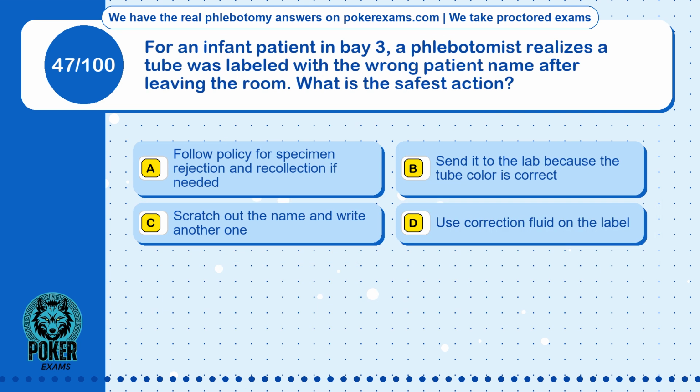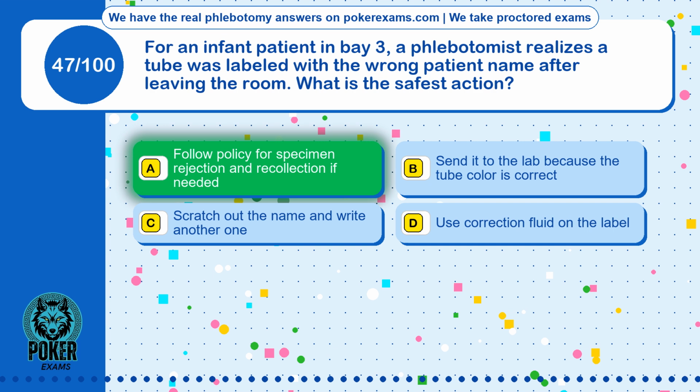Question 47. For an infant patient in Bay 3, a phlebotomist realizes a tube was labeled with the wrong patient name after leaving the room. What is the safest action? Option A. Follow policy for specimen rejection and recollection if needed. Option B. Send it to the lab because the tube color is correct. Option C. Scratch out the name and write another one. Option D. Use correction fluid on the label.